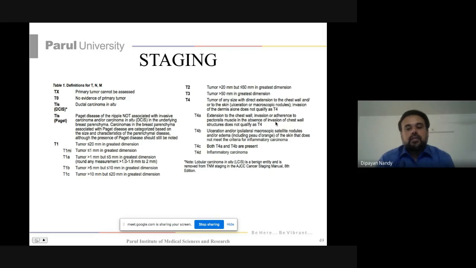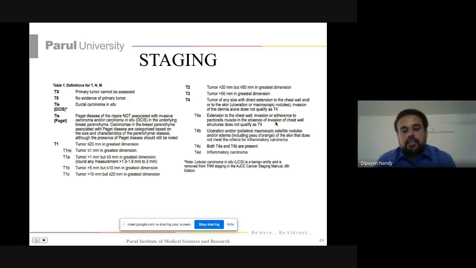A is when it affects the chest wall. Chest wall is classically defined as the serratus anterior, intercostal muscles, or the ribs. So adherence to any of these makes it a T4A. Pectoralis major does not qualify as a T4 disease. The invasion of only the pectoralis major is not considered a T4. A classical chest wall would include the involvement of serratus anterior, intercostal, or the ribs.